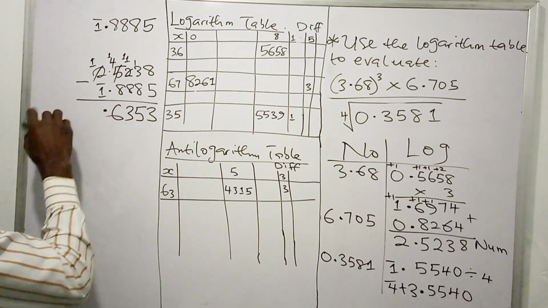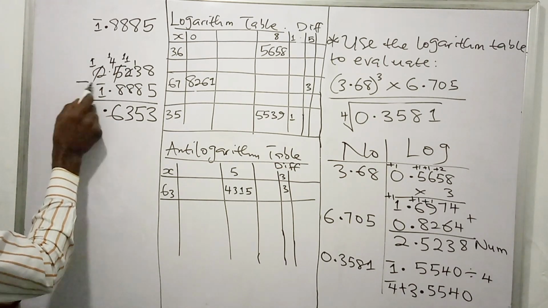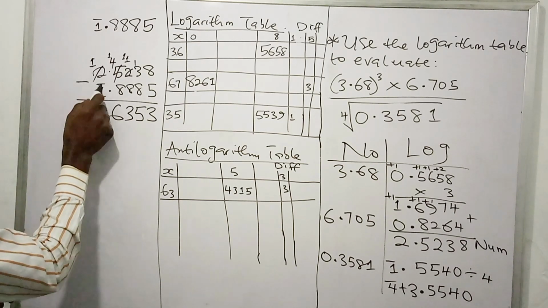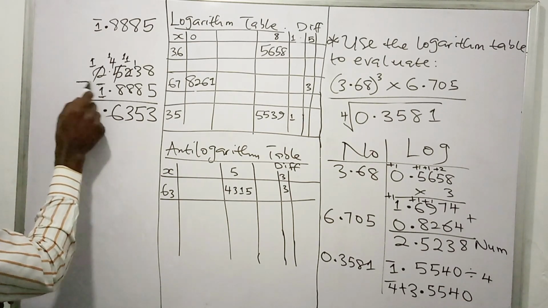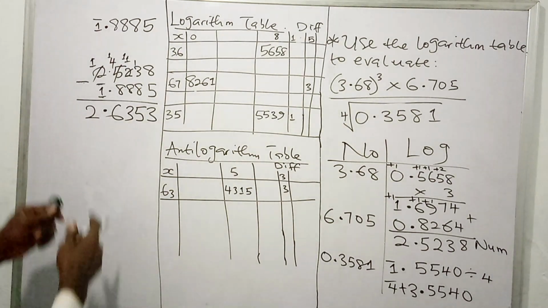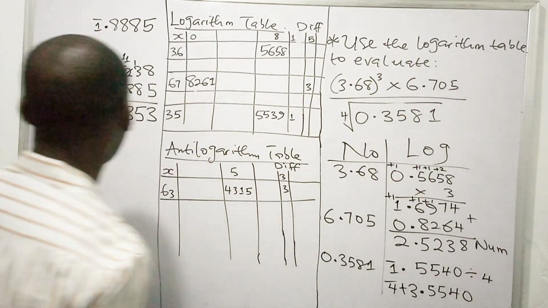Then here, we have 1 minus minus 1. The two negative signs will give us positive. So invariably it becomes 1 plus 1, and here becomes 2. So this is what we have from the subtraction of the denominator from the numerator.